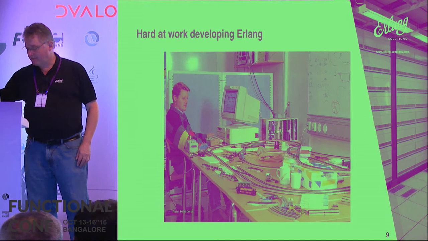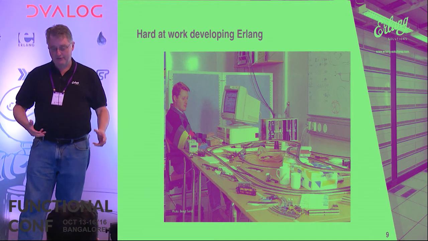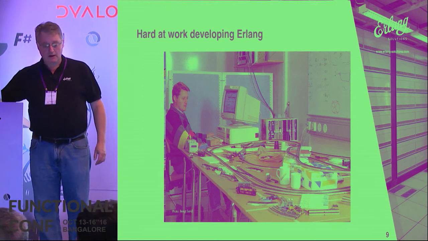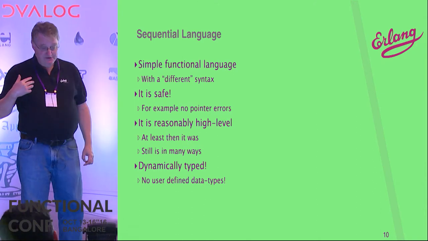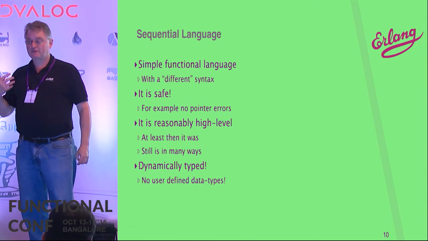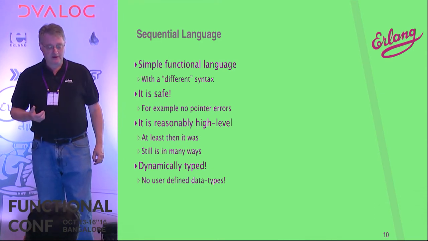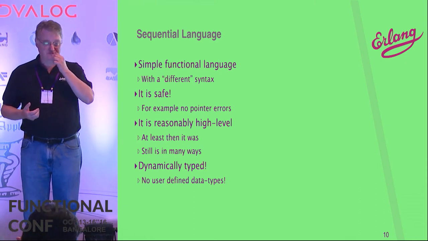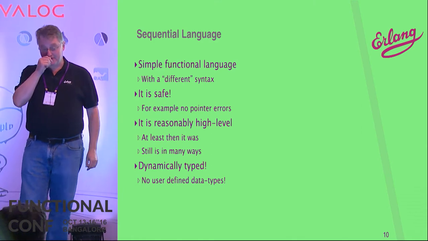So yes, we're doing that. So where did we end up? Now we're going to look a bit more about where we got to and how this gets back on to what we're talking about, the ecosystem. So what we ended up with was the Erlang language, the sequential language. It's a simple functional language. If you look at it, there's nothing really complex about it. It has a slightly different syntax. Most functional languages have a different syntax. Just pick one that looks different from everything else.